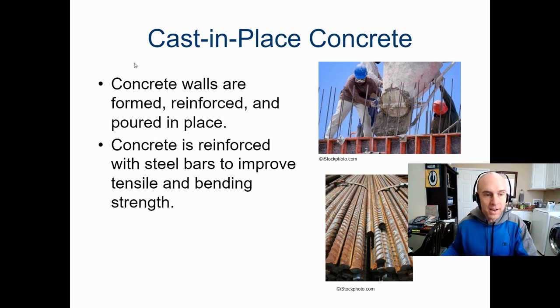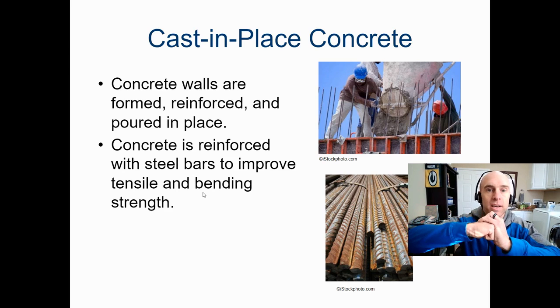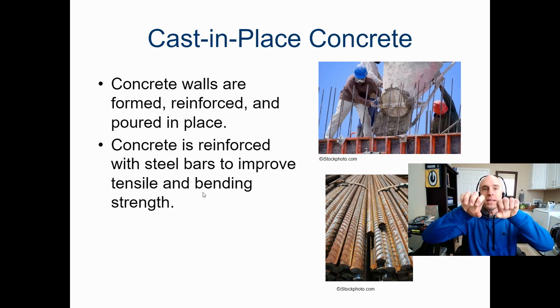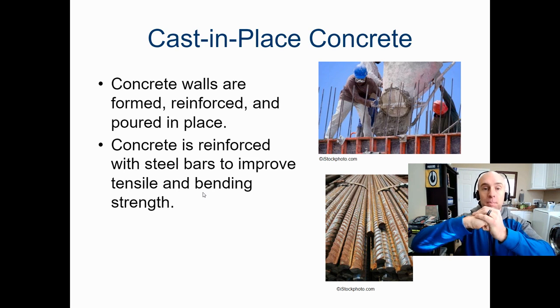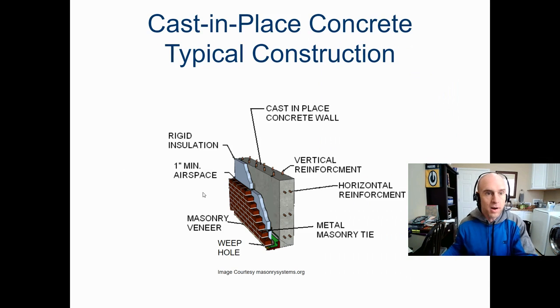So cast-in-place concrete is when we pour it directly into place. So you can see they're pouring the concrete directly here. All of the rebar, the reinforcement bar, is there. We're pouring it directly on site. And again, the rebar, the steel bar, is used to improve the tensile and bending strength, because concrete is really, really strong in compression, but it's really weak in tension, which is like if it's bending or being pulled apart, concrete can just crack. But when it's being compressed together, super, super strong.